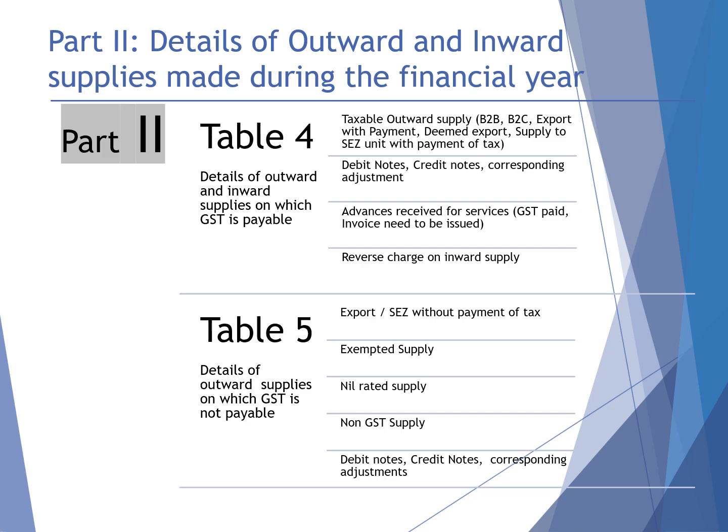Part 2 of GSTR 9 contains the details of the outward and inward supply made during the financial year, that is April 23 to March 24. Table 4 contains the information of the outward supply, which may be B2B, B2C, export with payment of tax, supply to the SEZ unit with payment of tax, deemed export, inward supply on which the GST is payable by the registered taxpayer, that is RCM supply, advance against the supply of services for which the GST is payable, the invoice needs to be issued, and corresponding adjustment of the debit note and the credit note relating to such transactions, the result of which GST is payable.